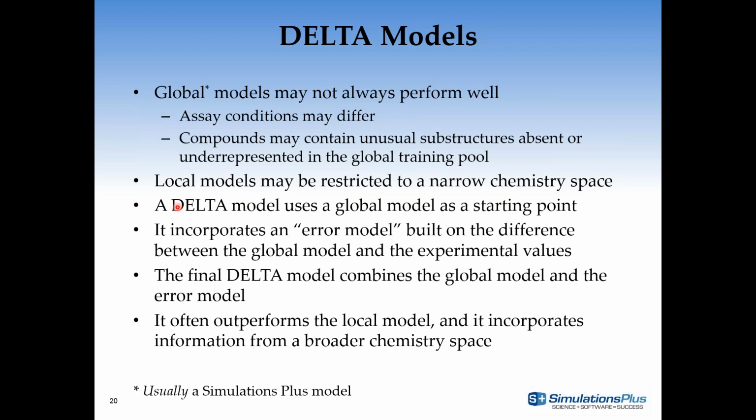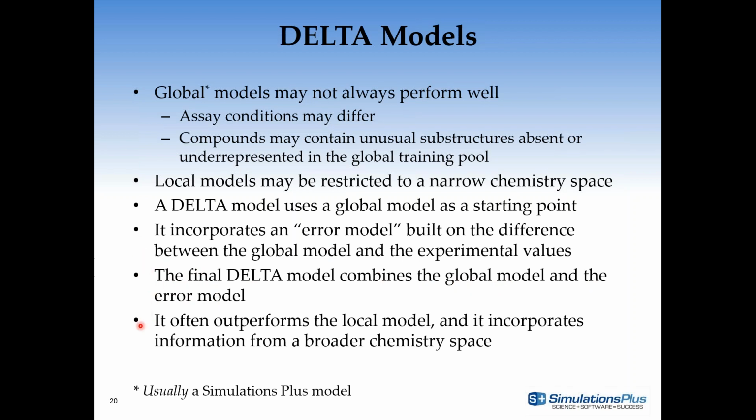A delta model uses one of our global models as a starting point, but it incorporates an error model that is internally built on the difference between our global model prediction and the experimental values. And then the final delta model combines the prediction from our global model and the error model that's built as part of building the delta model.